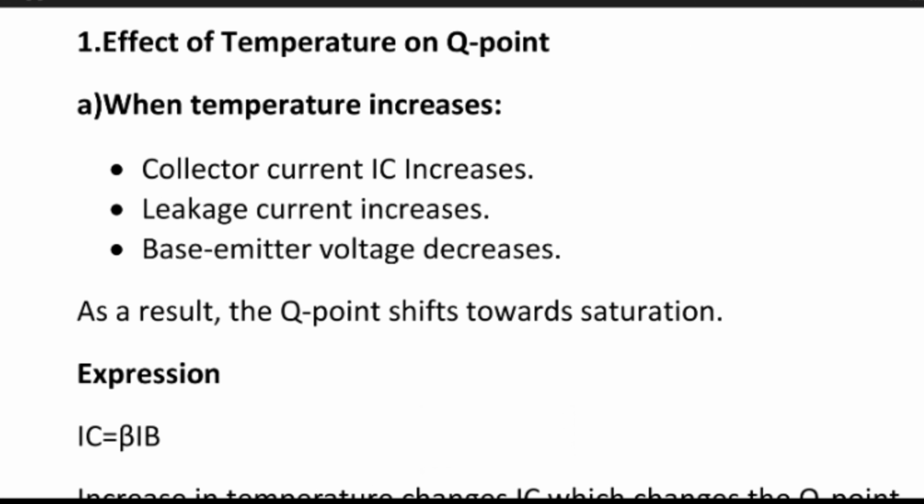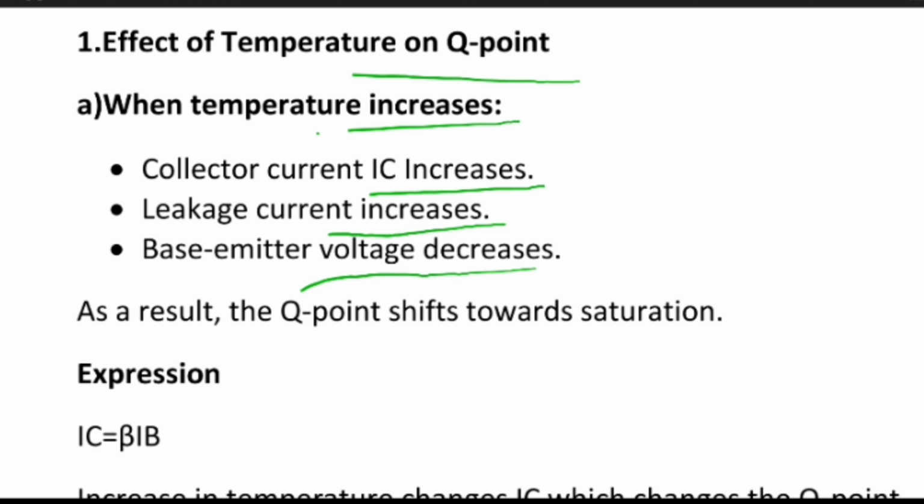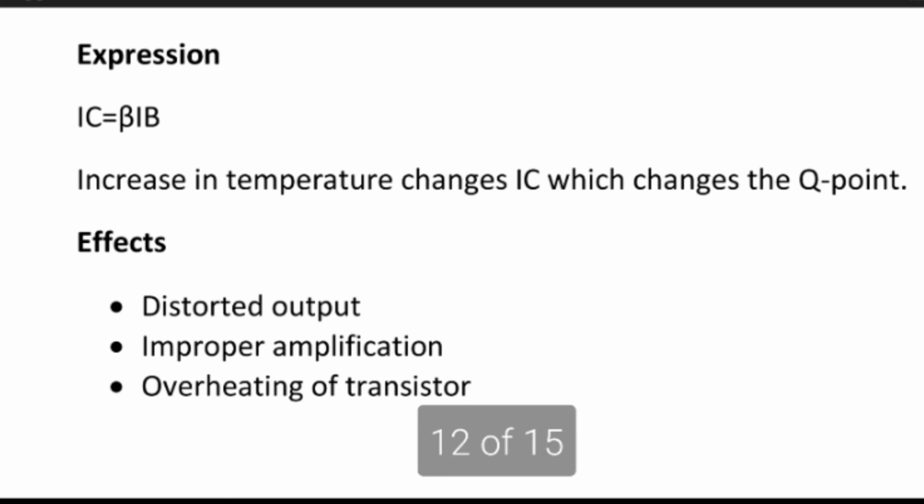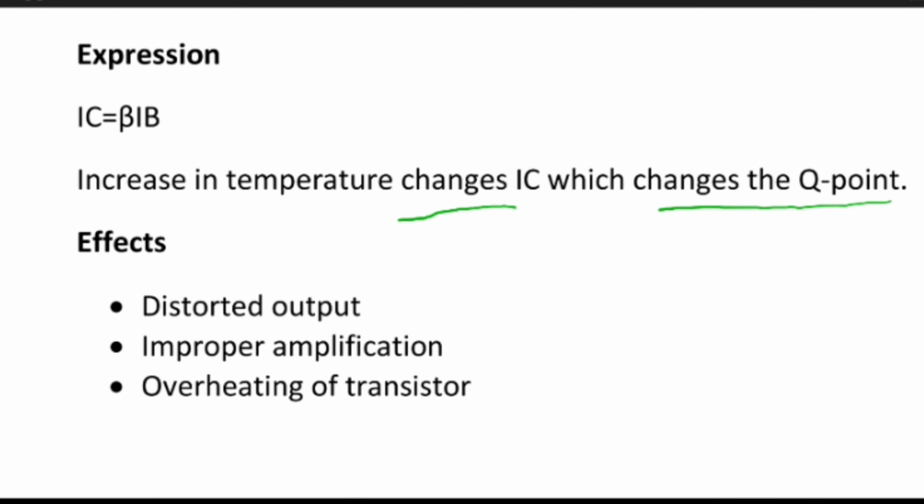Now the effect of temperature on the Q point. When the temperature increases, the collector current IC increases, leakage current also increases, and the base emitter voltage also increases. As a result, the Q point shifts towards saturation. The expression is IC equals beta times IB. When the temperature changes, IC changes, the Q point shifts, which deteriorates the output, gives improper amplification, and overheats the transistor.